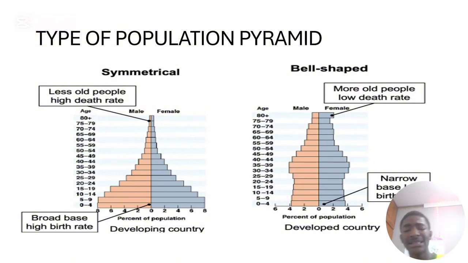So, symmetrical and bell-shaped population pyramid. Right, how do we see a symmetrical population pyramid? This one looks like a triangle, or you can just say it looks like a pyramid. That's how you're going to remember it. That's how I used to remember it. The symmetrical looks like a triangle, while the bell-shaped looks like a bell. You know that bell they use at school when it's lunchtime or after lunch, right? That kind of a bell.